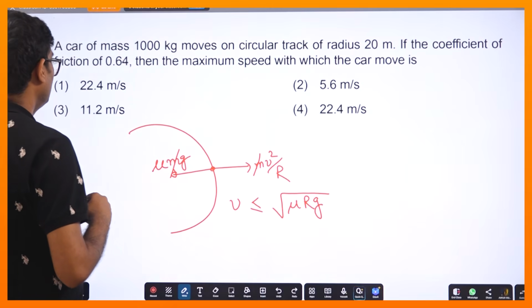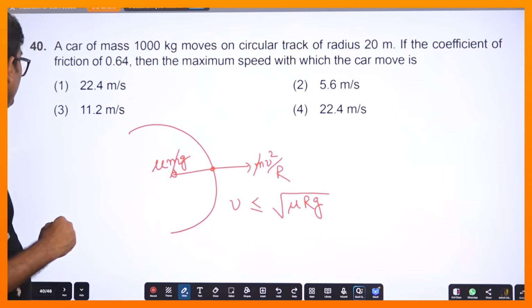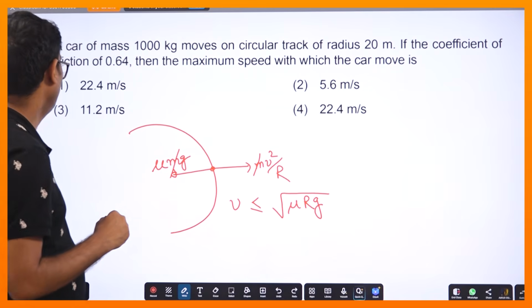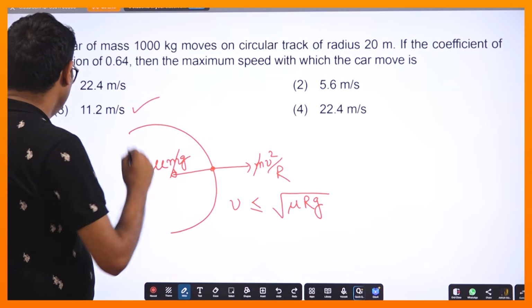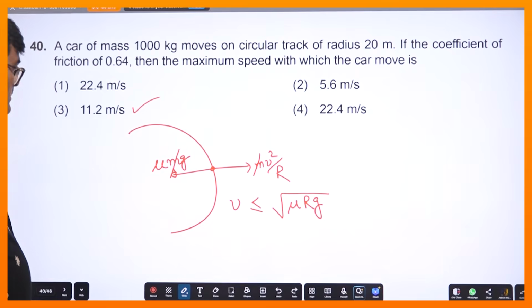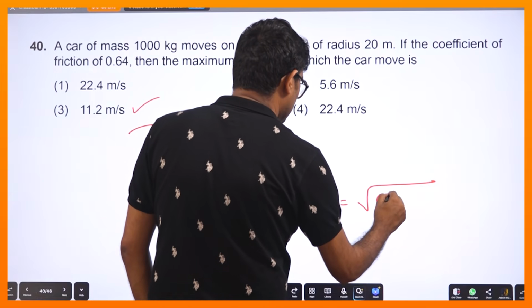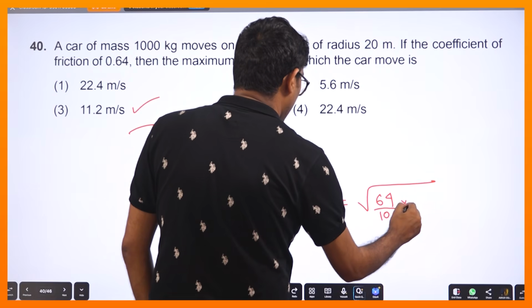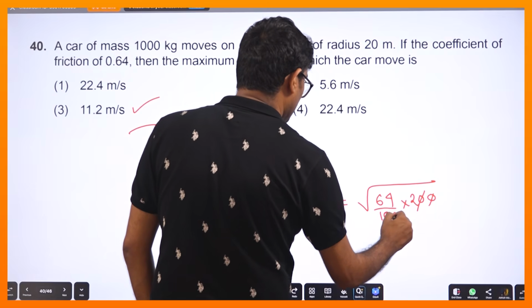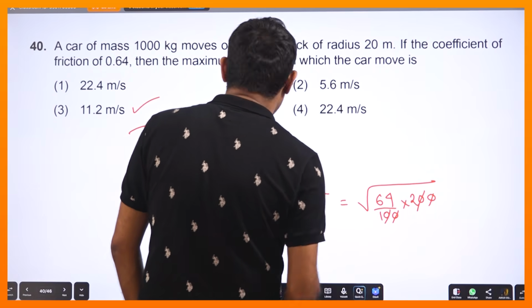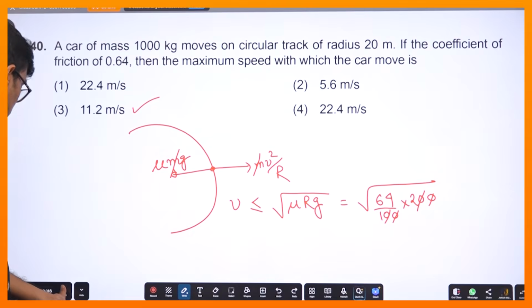The mu value is given, r is given, g is 10, so 64 into 200... I think it is 8 root 2, something like that. If mu is 0.64, that is 64 by 100, and r is equal to 20, g is 10, so it is 8 root 2. I think option 3 is the correct choice.